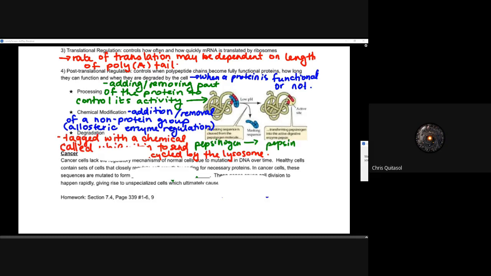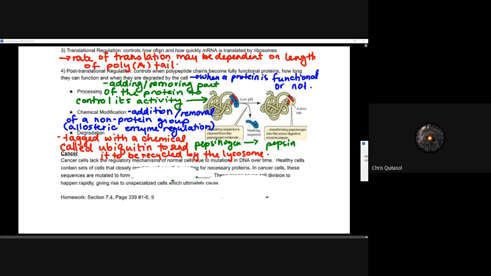And then finally, we have that degradation that I talked about. The protein is tagged with a chemical called ubiquitin, which sends it to be recycled by the lysosome structure of the cell. And in my example, pepsinogen can be activated by turning it into pepsin. You learned about pepsinogen and pepsin in grade 11 biology. It's activated by a pH change that cuts off a part of the protein and allows it to activate.